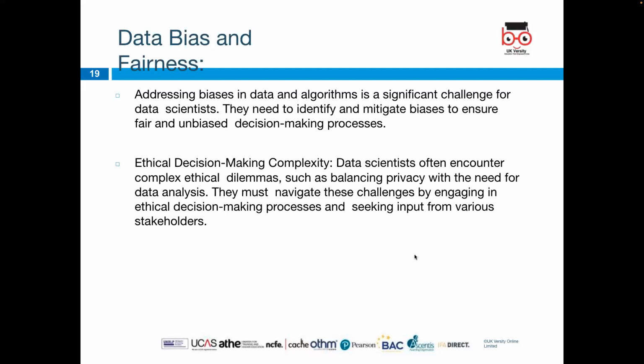Ethical decision-making complexity. Data scientists often encounter complex ethical dilemmas such as balancing privacy with the need for data analysis. They must navigate these challenges by engaging in ethical decision-making processes and seeking inputs from various stakeholders.